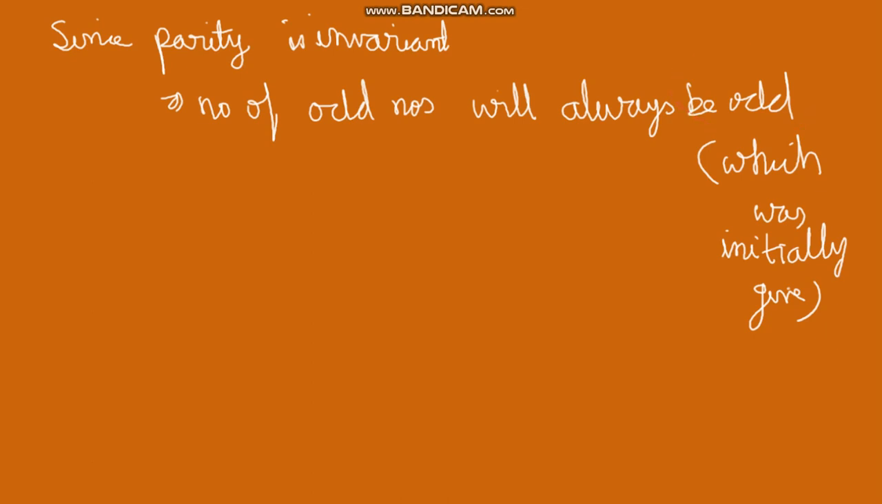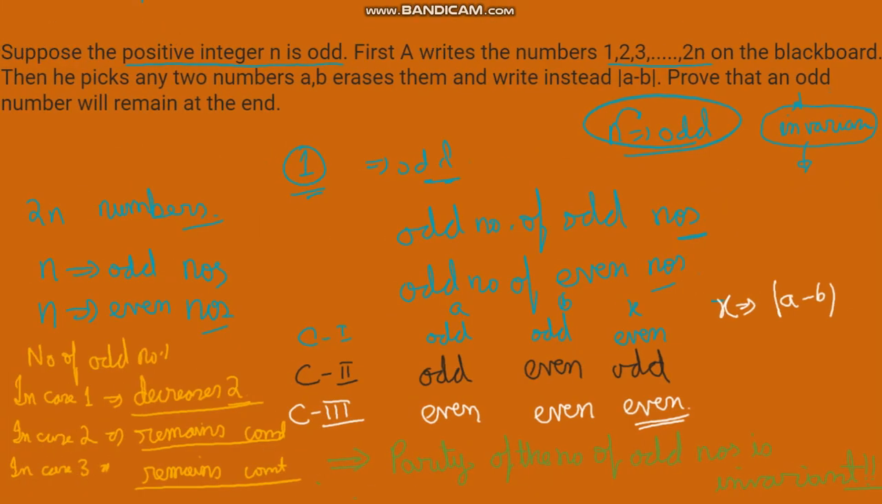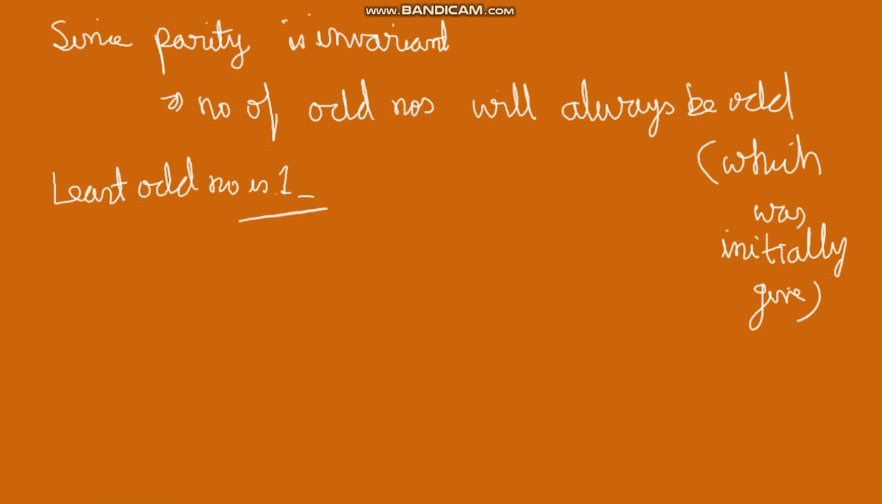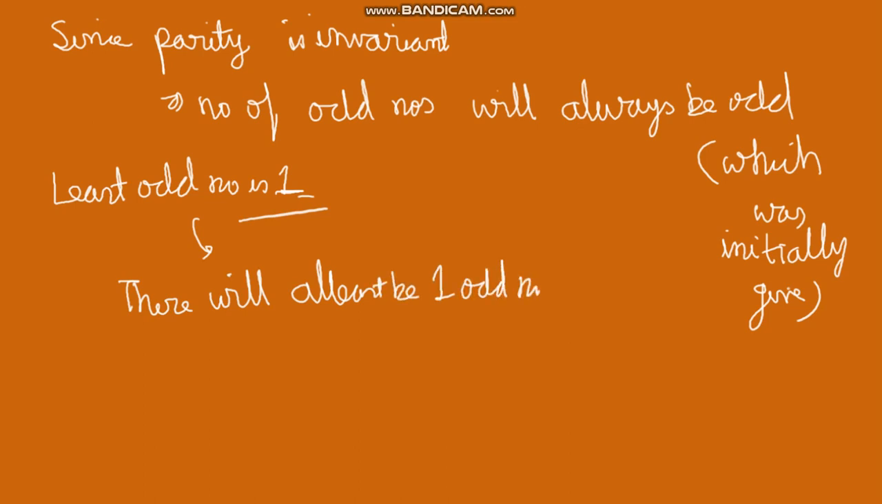So what is the least odd number? 1. The least odd number is 1. So there will always be at least one odd number remaining, because n is always a natural number, a positive integer. So the least odd number is 1, and there will be at least one odd number at the end. And this proves our statement.